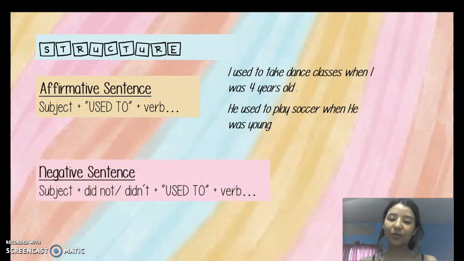Negative sentence. We use the negative sentence to talk about things that didn't happen in the past, but in the present changed. The structure is subject plus did not or didn't, the contraction, plus used to plus verb and the complement.